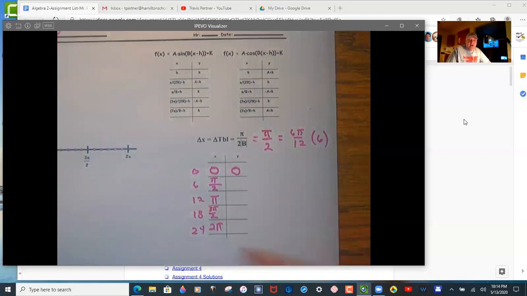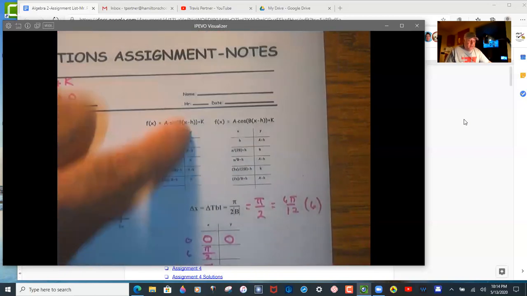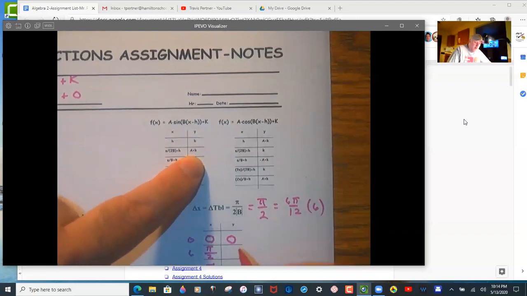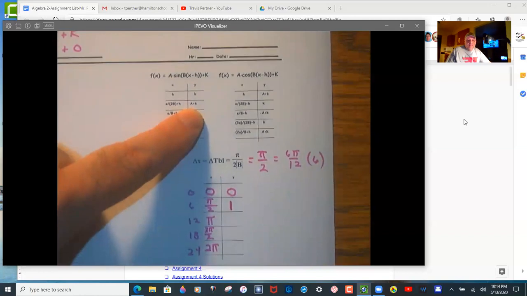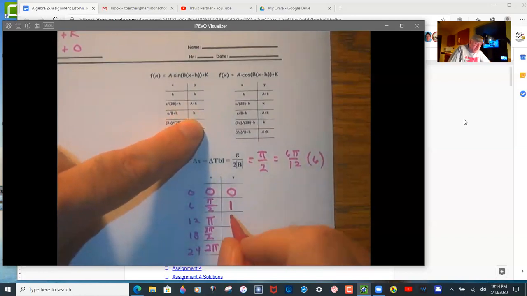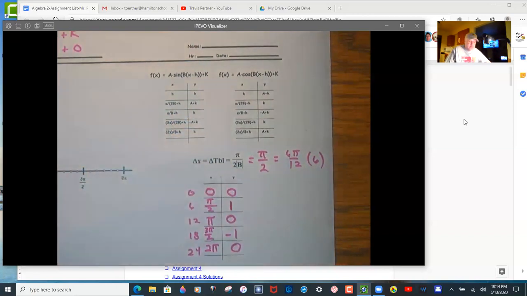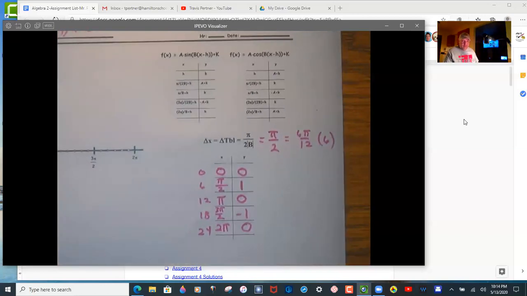Now, what about the y's? So the y's are done in this fashion. The next one is a plus k. So a plus k is 1. The next one is back down to k. And then we have negative a plus k, which is -1, then back to 0. Do you see how that works? That's a pattern over and over and over.